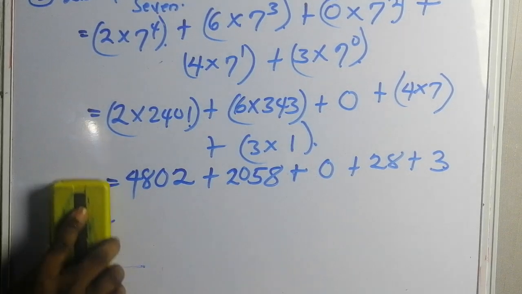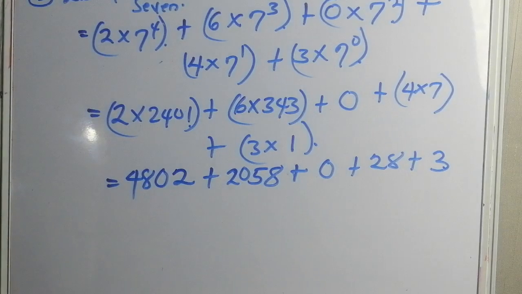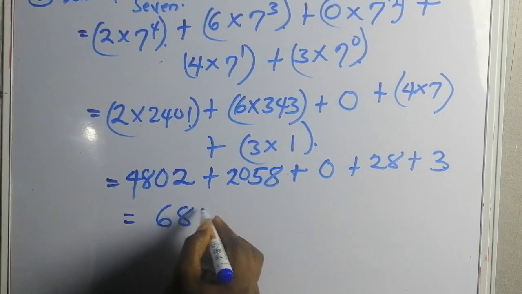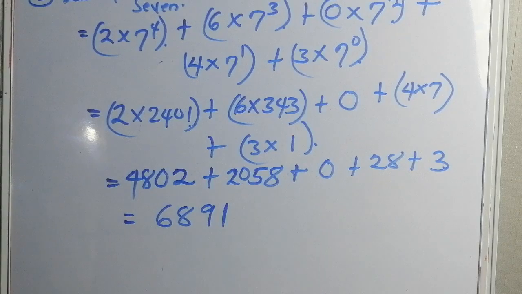So it means that the answer at the end of the day is 6891. So it's as simple as that. The first solution here, we've been able to get our answer in base 10 to be 6891. The first thing we try is to raise the bases to their power, which has been shown. Then the next one is just to get the value in base 10.